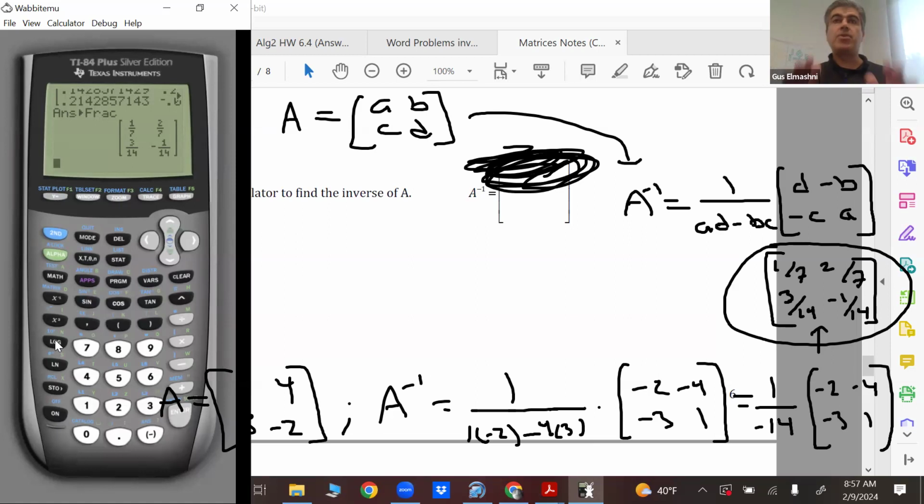Yeah, you just type in the matrix like you usually do, right? You know how to do that? Alpha zoom. After you type it in, just raise it to -1 power, which you've done before also, right? And that's it. That's what you do. And then to convert to a fraction, you hit math frac.